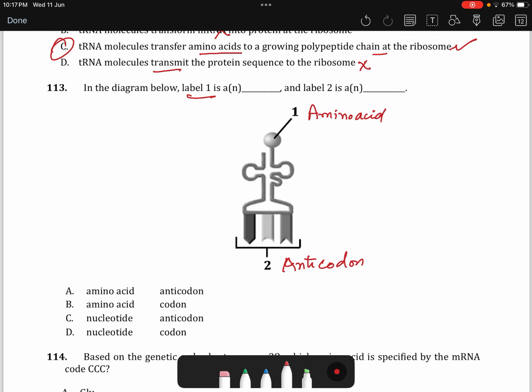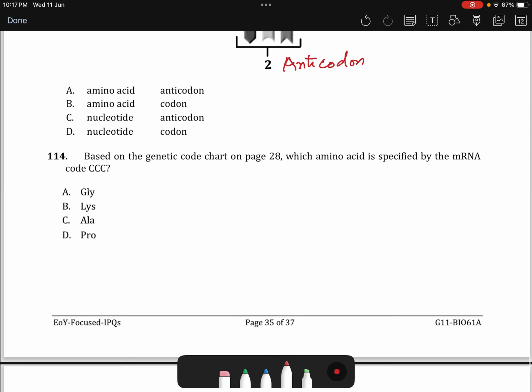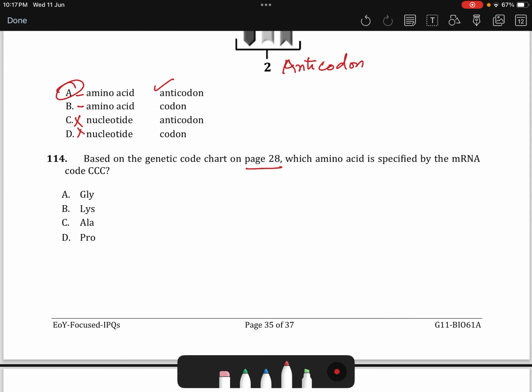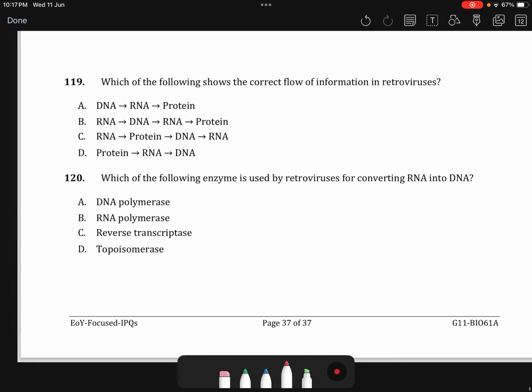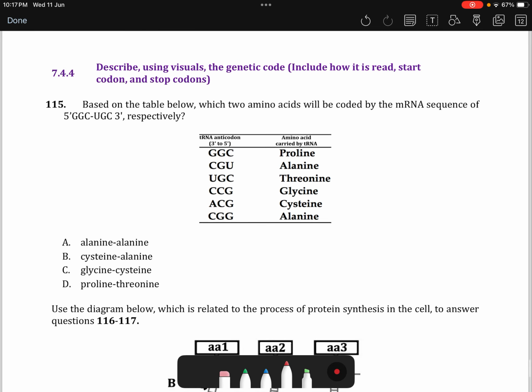Label 1 is amino acid, either this or this. No. And label 2 is anticodon, so it's A. Based on the genetic code chart on page 28, so you will be given a codon table. Possibly there is a codon table. Okay, there is no codon table.